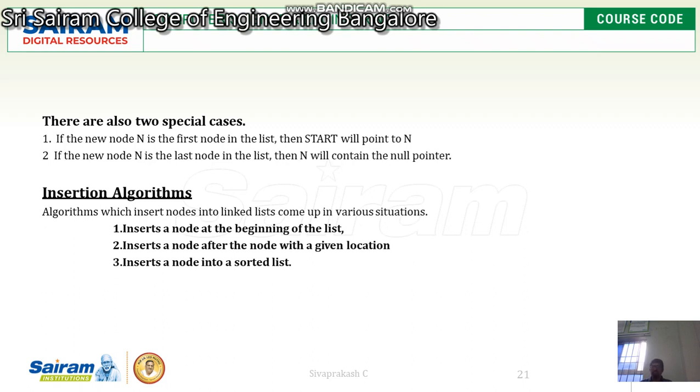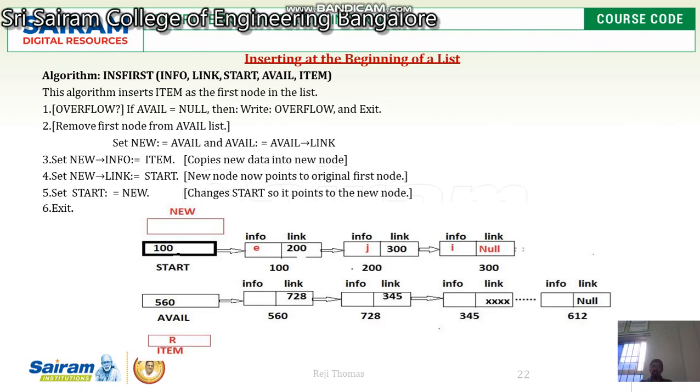The last one is you are going to insert a node into a sorted list. So you have to check all these different cases separately, because for every case the algorithm will vary. Let us see these algorithms one by one. This is inserting at the beginning of a list.